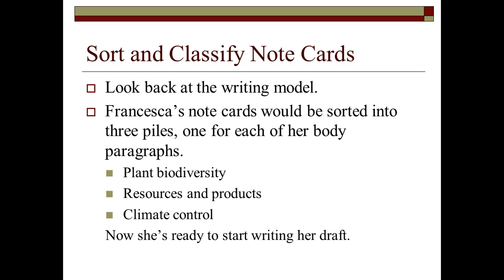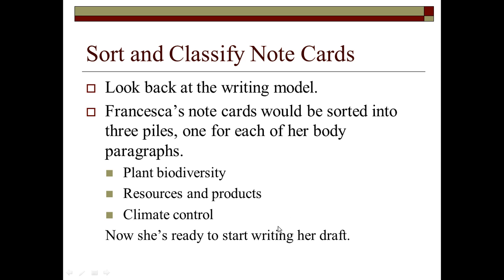Now, let's take a look at the writing model, and we can see how the author would sort their research into 3 piles, one for each body paragraph, and that's what you're going to be doing today. So you can see with paragraph 2, a title of that section would be Plant Biodiversity. Paragraph 3, Resources and Products. And finally, paragraph 4, Climate Control.